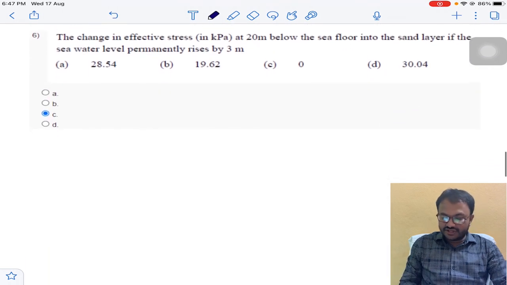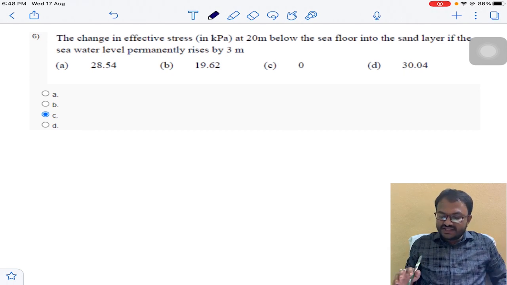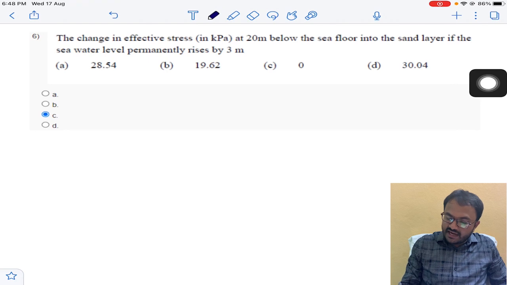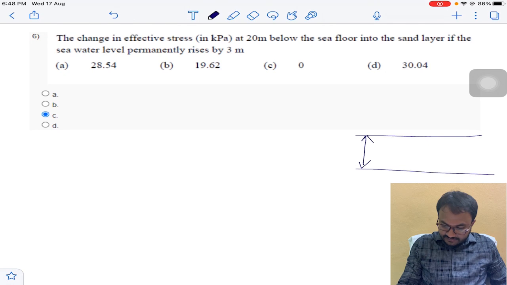Now next question, the most important application type question. The change in effective stress at 20 meter below sea floor in the sand layer if the sea level permanently rises by 3 meters. Permanently rising by 3 meters means earlier there was 16 meters water depth. Now it will become 16 plus 3, that is 19 meters. And below it, 20 meters of sand is there.